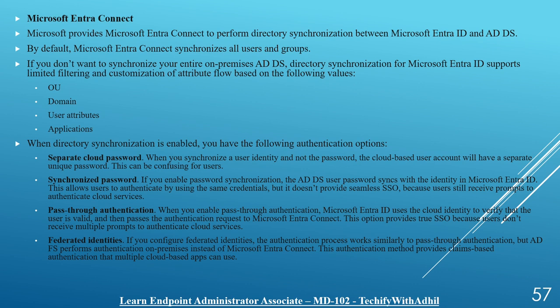So if your password directory synchronization is enabled, then you can have these 4 types of authentication based on your requirements. If you want to keep the password separately, and users will have to remember 2 passwords, then you can have a separate cloud password, then you can synchronize them. But this is not SSO. Users still have to authenticate 2 times. Like they need to use the cloud password to authenticate for cloud services, and they will receive both the prompts, so they have to authenticate. Then with pass-through authentication, Microsoft Entra Connect will help you do the second authentication in the backend.